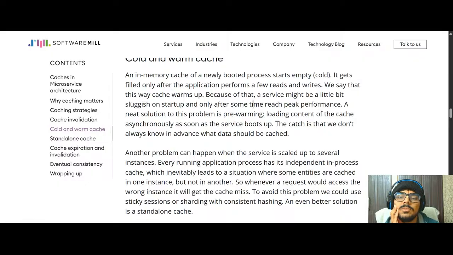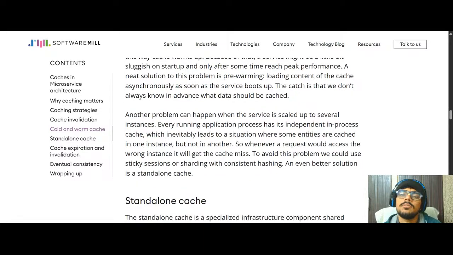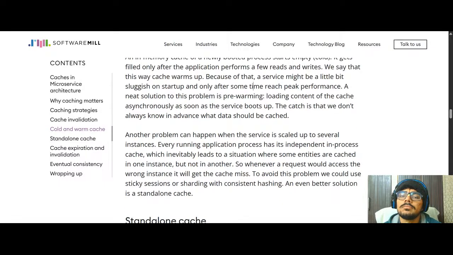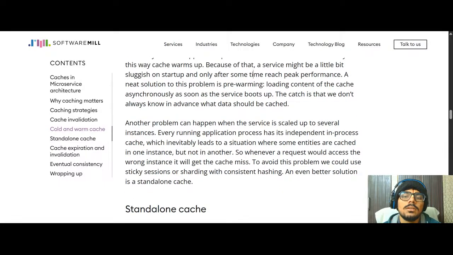The solution to this problem is pre-warming. Write content to the cache asynchronously as soon as the service boots up. The catch is that we don't always know in advance what data should be cached. And the problem can happen when the service is scaled up to several instances. A running application process has an independent in-process cache, which inevitably leads to a situation where some entities are cached in one instance but not in another.